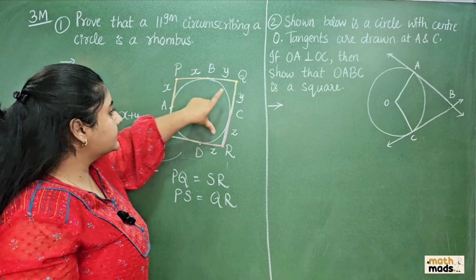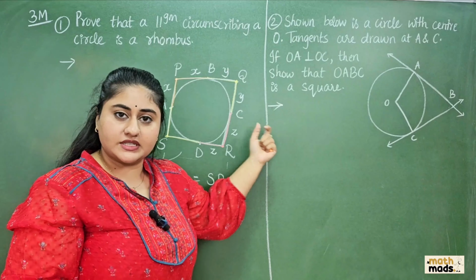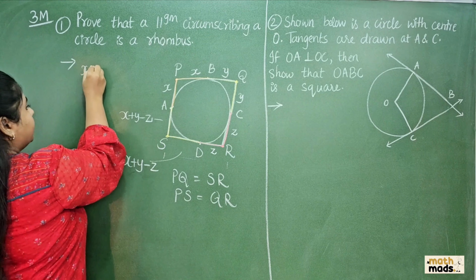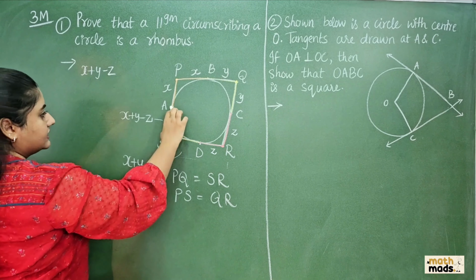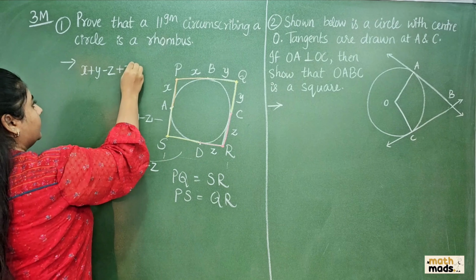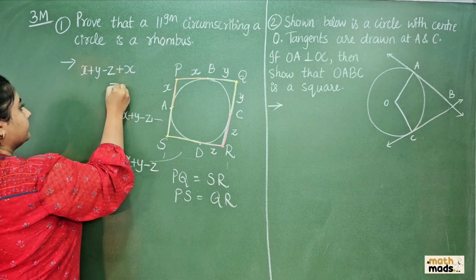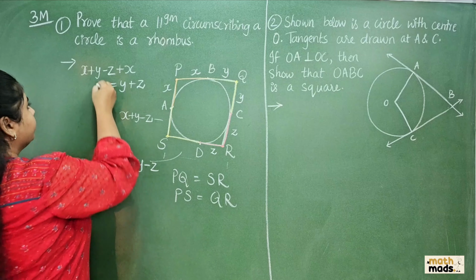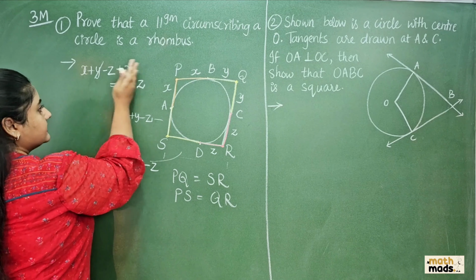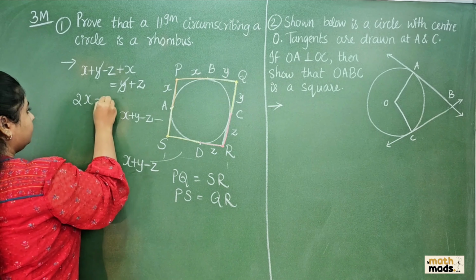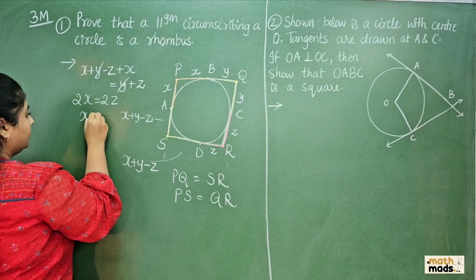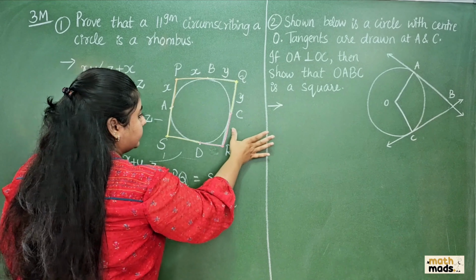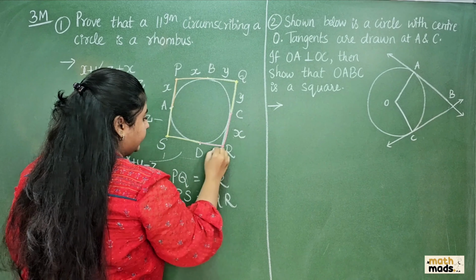I also know that PS is equal to QR because they are again opposite sides of a parallelogram. So let me equate these two. What will I get? X plus Y minus Z, that is this part, plus X will be equal to Y plus Z. Okay, so now I can cancel Y and Y. So I am left with 2X is equal to 2Z. Then X will be equal to Z. So let me replace Z with X here. So in place of Z, I am writing X.